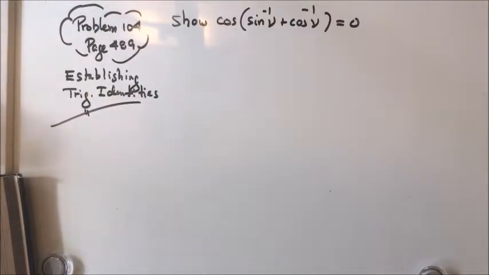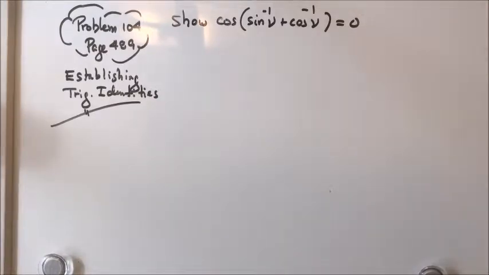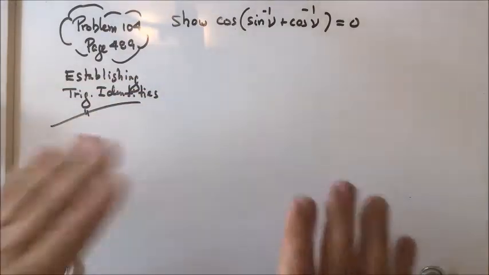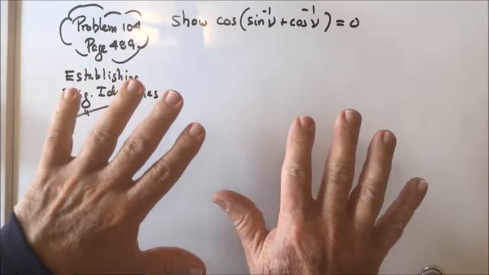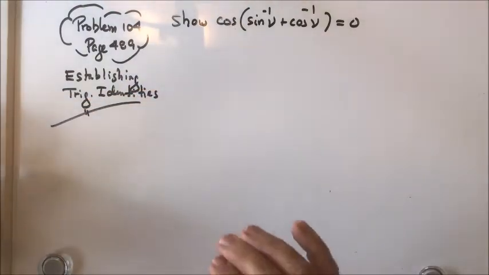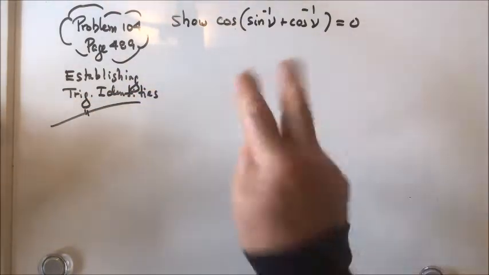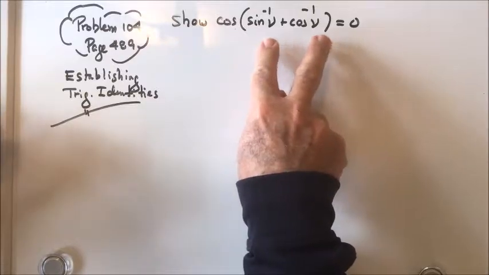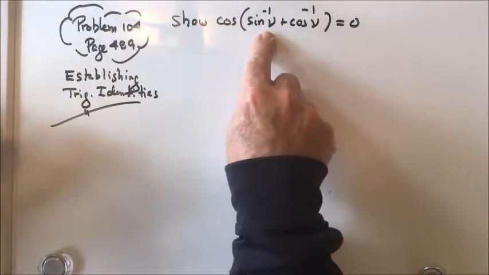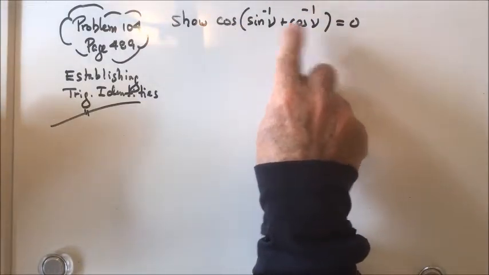And this is back to establishing trig identities, and here is an expression that the problem is asking you to show that the left-hand side can be converted into the right-hand side. Step back, catch your breath, and say, what's going on here? And remember, when you see arc functions, what are arc functions? Arc functions are angles. So this is cosine of A plus B, where A and B are angles.